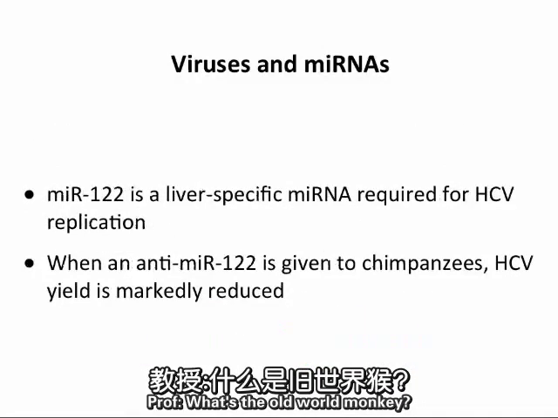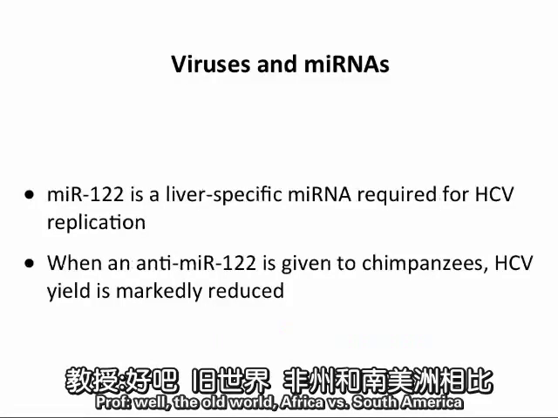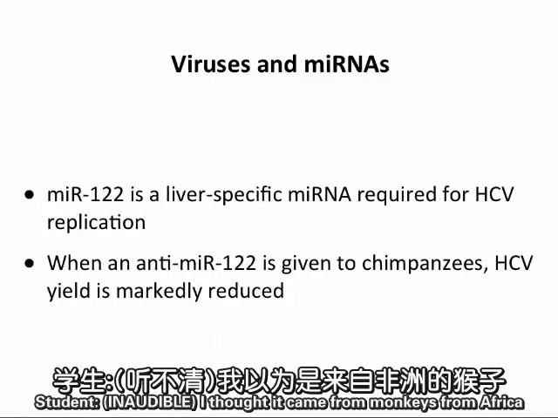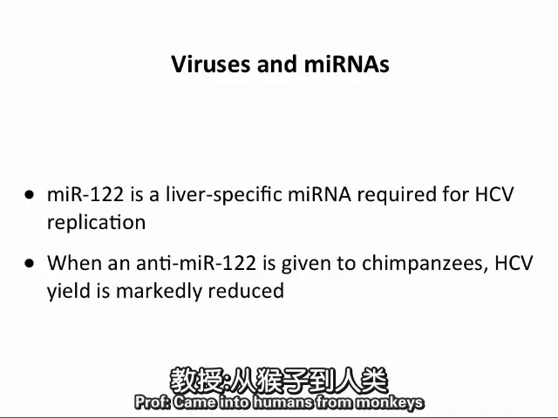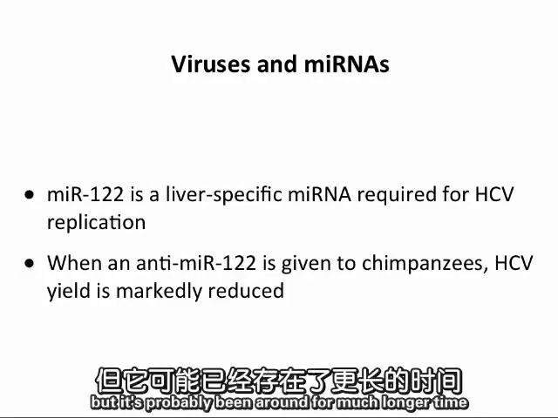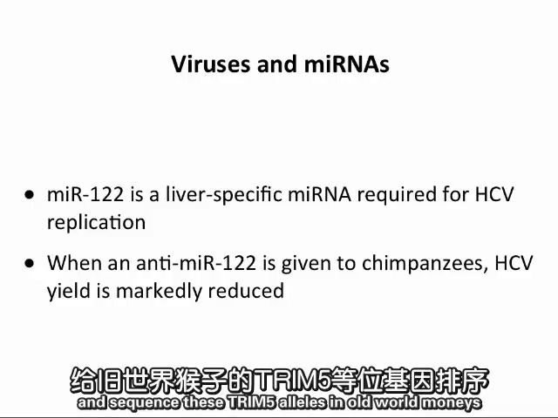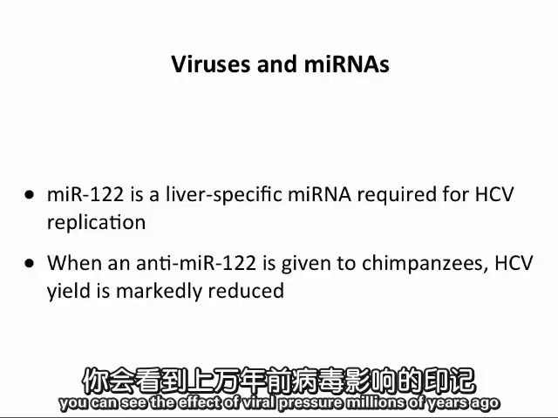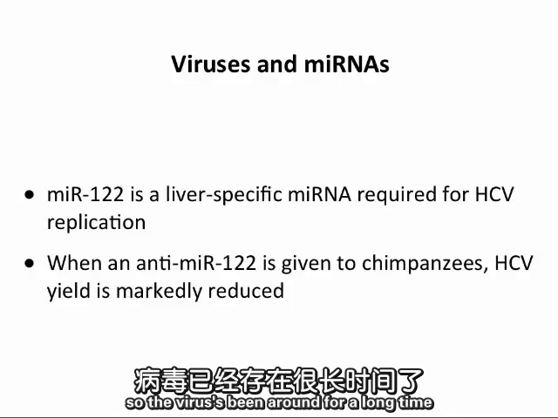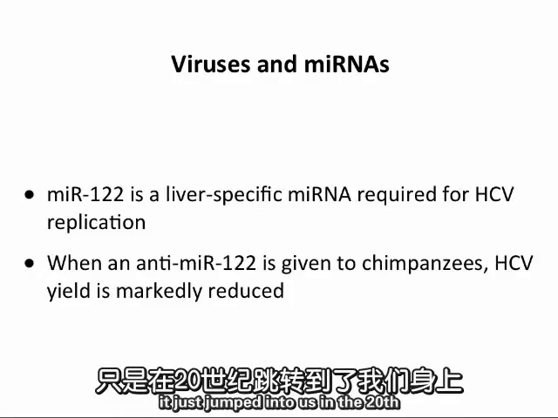What's an old world monkey, compared to a new world monkey? Well, the old world: Africa versus South America. It came from monkeys in Africa. It came into humans from monkeys, but it's probably been around for a much longer time, because if you go back and sequence these TRIM5 alleles in old world monkeys, you can see the effect of viral pressure millions of years ago. So the virus has been around for a long time. It just jumped into us in the 20s, basically.